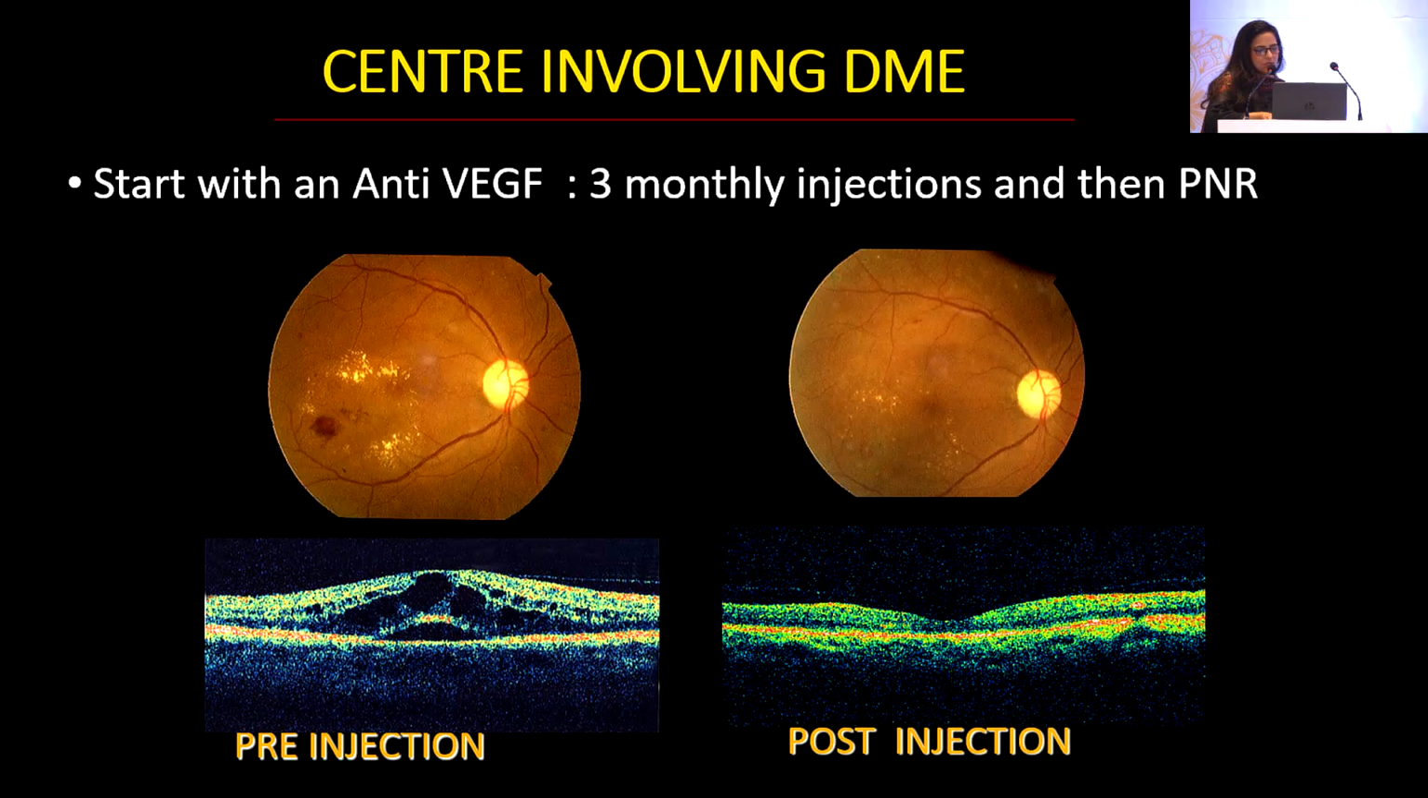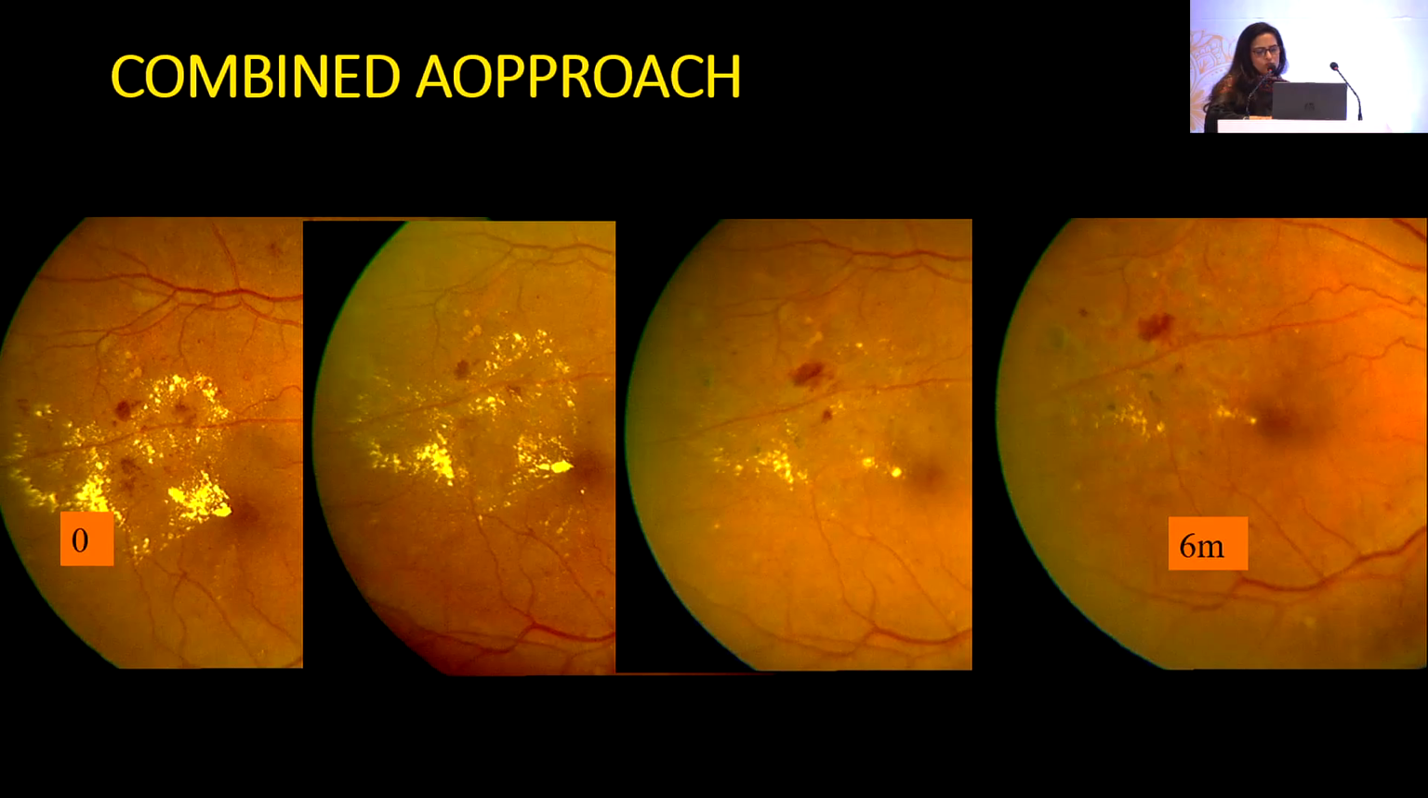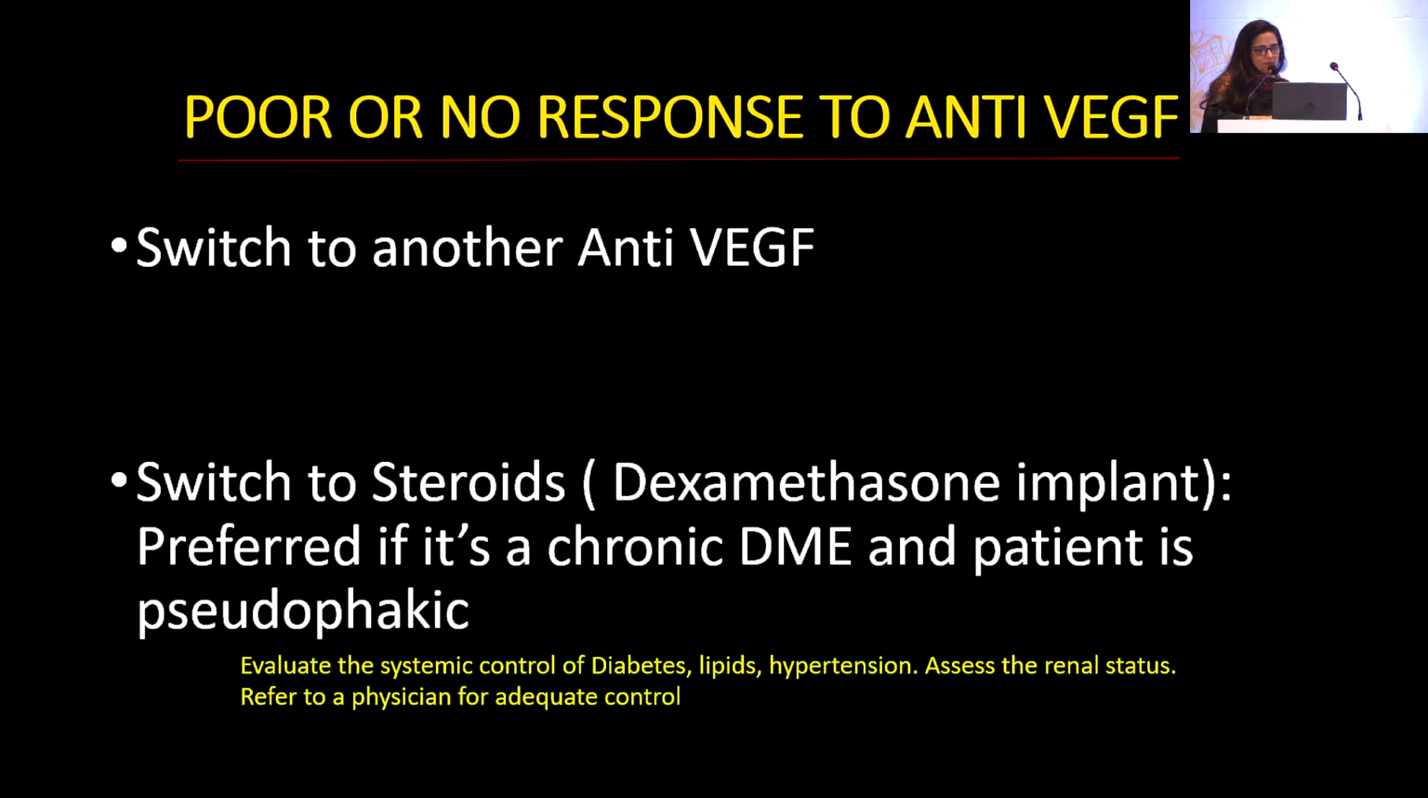So this is a patient pre-injection and post-injection. We now have so many anti-VEGFs in our armamentarium. The stronger anti-VEGFs like Eylea and Vabysmo, the new generation anti-VEGFs, they work much better and have a more sustained effect. You could also do a combined approach in patients who are not resolving, where you give them anti-VEGF and then do a bit of laser.